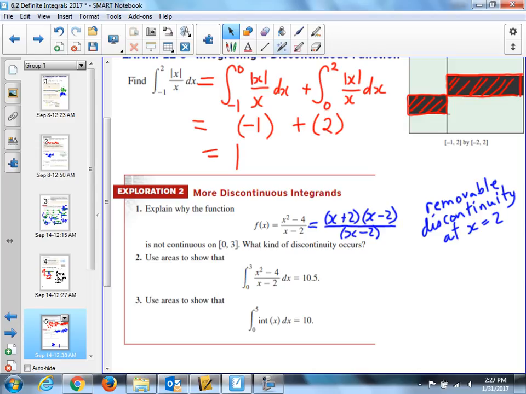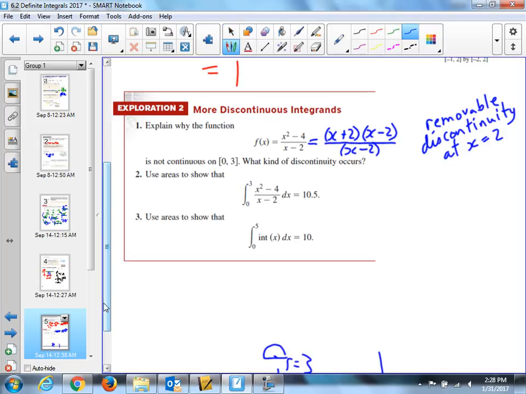Now, same function. Use areas to show that the integral of x squared minus 4 over x minus 2 dx from 0 to 3 is 10.5. And then use areas to show a different one. This is what's given. So we still have to think of this as x can't be 2, right? Always go with the given function for domain values. Even though I know it tidies up, and really it's x plus 2, which is a straight line. So use areas to show that. I'm going to do a quick sketch. X plus 2 starts at a y-intercept of 2, and then it has a slope of 1. So all I'm going to do is a quick sketch.